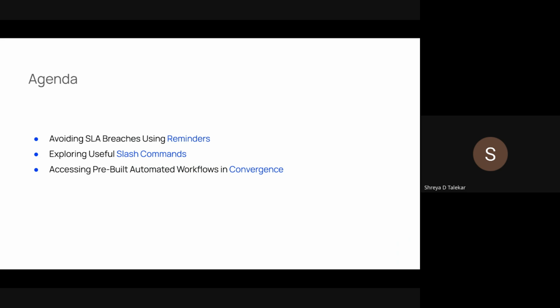We'll start by exploring how you can effectively set reminders to ensure you stay on top of your response times and avoid SLA breaches. Then we'll learn how several useful slash commands work and how they can streamline your workflow and enhance communication within tickets. You'll learn how to access and utilize pre-built automated workflows in the conversion snap-in to simplify your routine tasks. And finally, you will understand how to set up and implement automated workflows tailored to your specific needs to improve your overall efficiency.